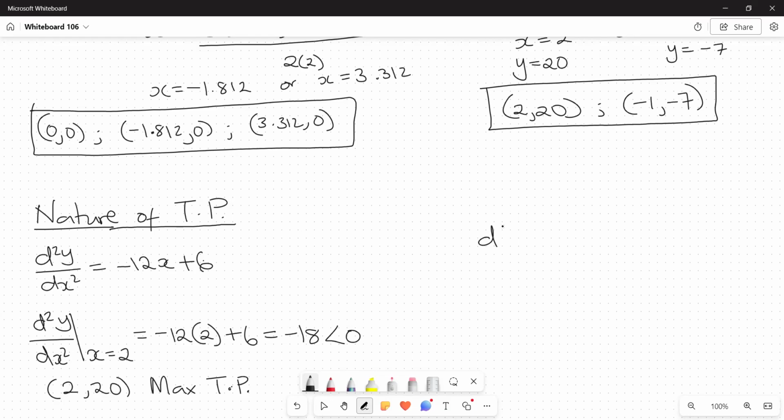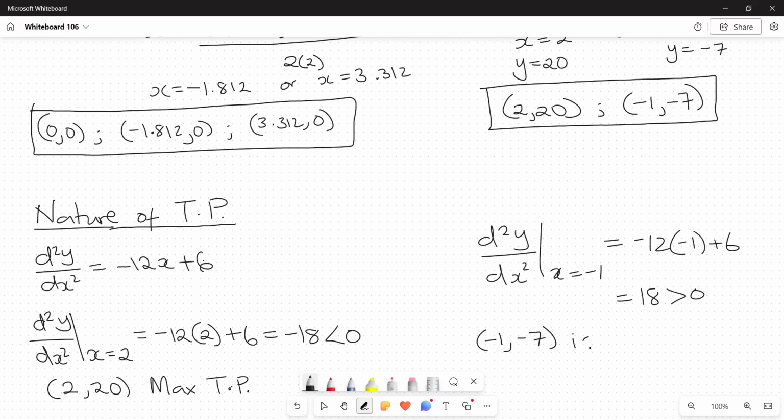Then I do the same thing for my other one. d²y/dx², then x is equal to -1. This is -12 times -1 plus 6. This is positive 12 plus 6. This gives me 18. 18 is greater than 0. Because it's greater than 0, this means that the turning point (-1, -7) is a minimum turning point. So again, these are all the things that I want to see, that you've tested it using the second derivative, and because of what you get, you classify it.